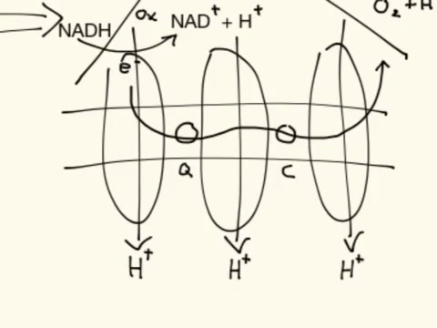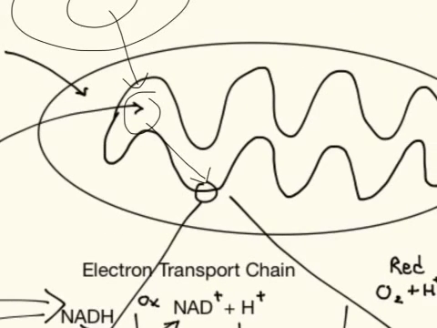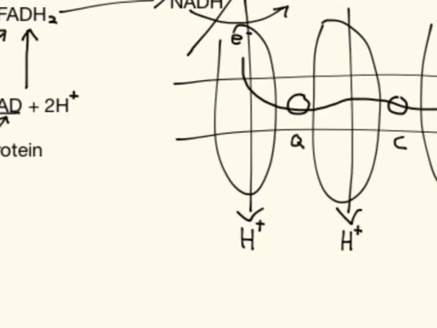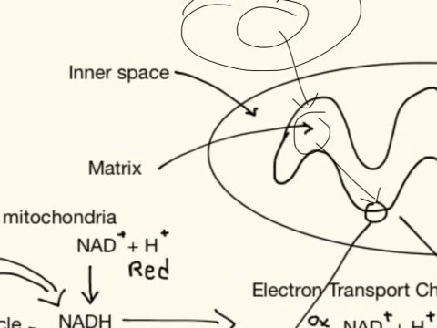As the electron goes through, we can see that H plus is expelled into the matrix, inside the matrix in this enlargement of the picture, and it also expels another H plus into the inner space.